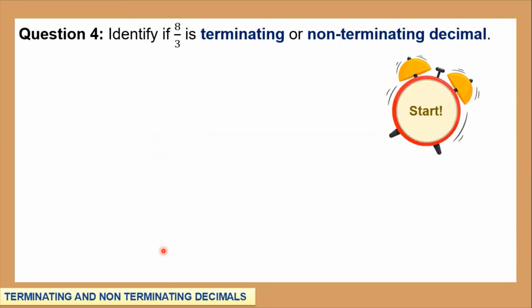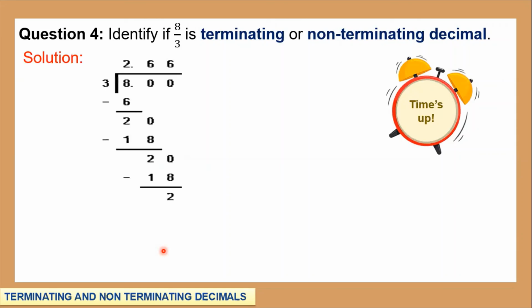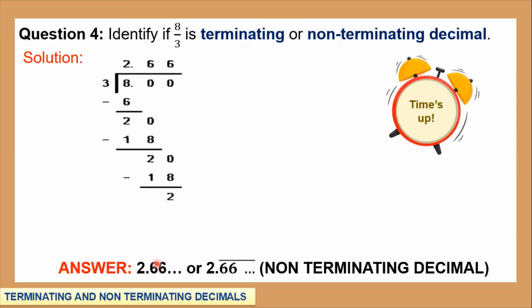Question number 4. Identify if 8 over 3 is a terminating or non-terminating decimal. For the solution and answer, we have 2.66 ellipsis, or we wrote it this way, which is a non-terminating decimal. Again, notice in our solution, if we go on with our computation, the number 2 keeps on appearing. So we can say that this is a non-terminating decimal.